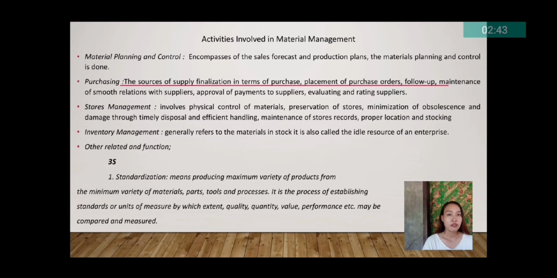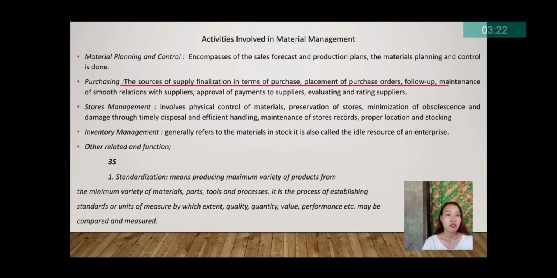Purchasing: the source of supply finalization, placement of purchase orders, follow-up, maintenance of smooth relations with suppliers, approval of payments to suppliers, evaluating and rating suppliers. So, basically, when we purchase, they need to finalize all the products, the items that we will provide to the customer, so that they will have a good relationship with the owner or the distributor of the product.